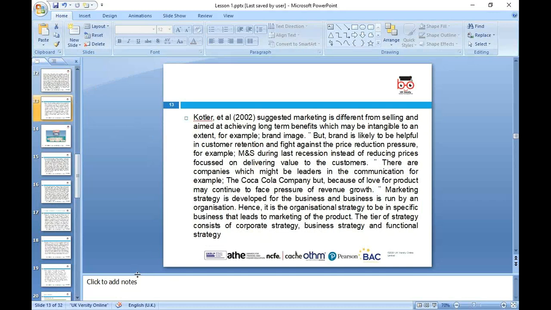Then next, one of the popular scholars in marketing is called Philip Kotler. He wrote many books, and he says marketing is different from selling and aims at achieving long-term benefit. So in our strategies, we focus on the long-term benefit, not the short term. In the short term, maybe we lose some market share, but in the long run we can gain it.